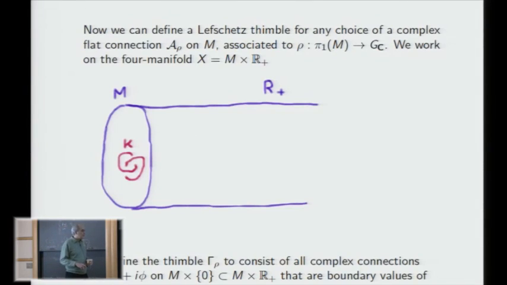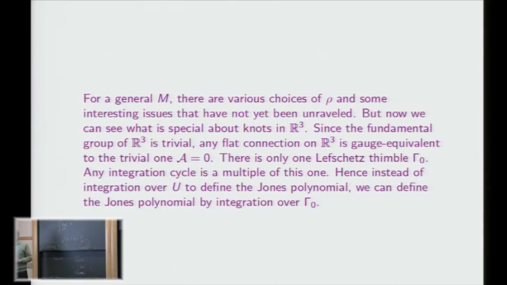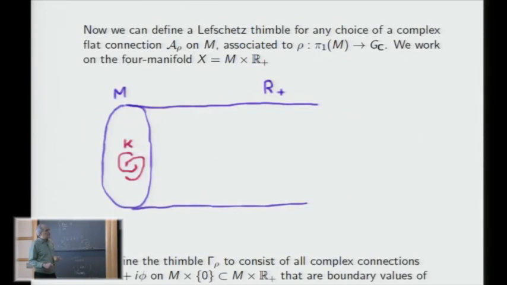Now, if there is a knot, we don't include its weight in the definition of the thimble. As Tom was talking about before, we just think of the knot as part of the function we'll integrate over the thimble, not part of the definition of the critical point. We could do the other, but I don't want to tell you about the other right now. So we define a Lefschetz thimble that consists of all complex connections that are boundary values of solutions of the KW equations on this four-manifold with boundary, and that approach curly A at infinity. And for general M, this construction depends on the choice of a flat connection.